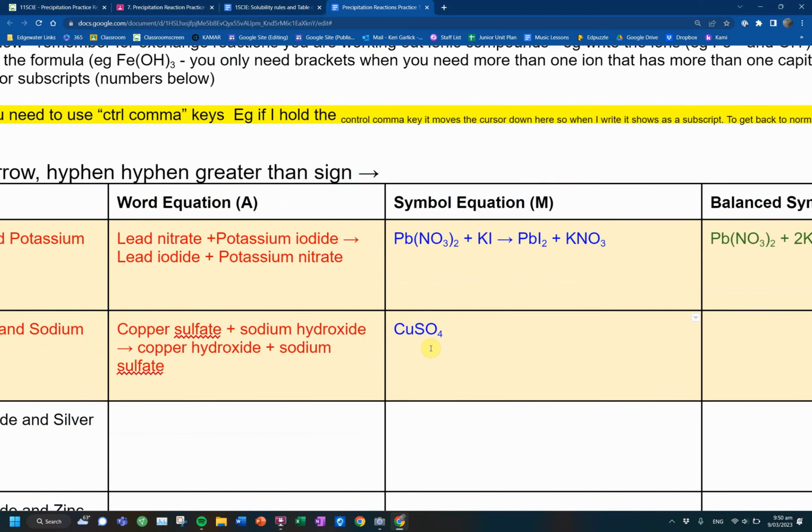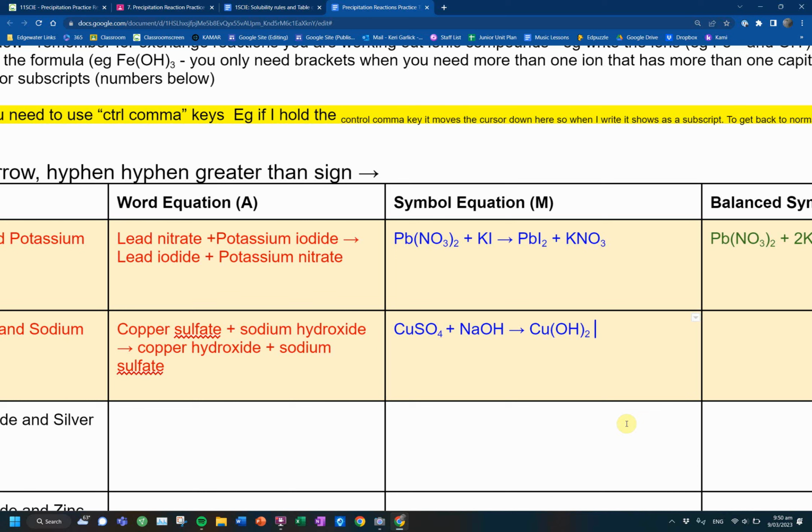The next thing I need to put down is my sodium hydroxide, which is NaOH. And then the last thing is I need to translate those two products into my formulas. So copper would be Cu, hydroxide is OH. I need 2 of them to balance that charge, so I'm putting things in parentheses and making my little 2. Hydroxide only has a -1 charge. Copper has a +2 charge. I need 2 hydroxides to balance the charge.